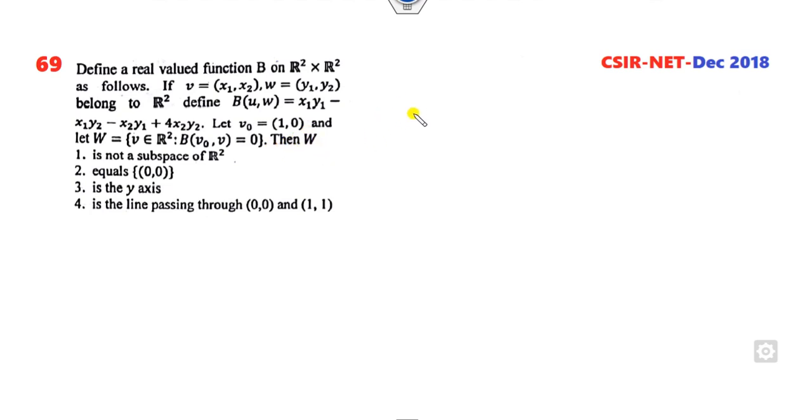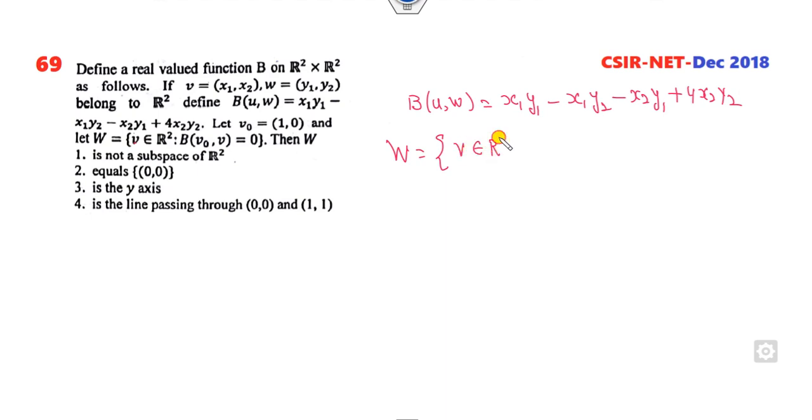Okay, now look at these options. B is given to you as of x1 y1, x1 y2, x2 y1, 4 times x2 y2. You have to define W, V belongs to R2 such that the pair of this will become 0. That's very simple. It means the first pair will treat it as a V0. V0 is given as 1, 0. Fine. This is my U.